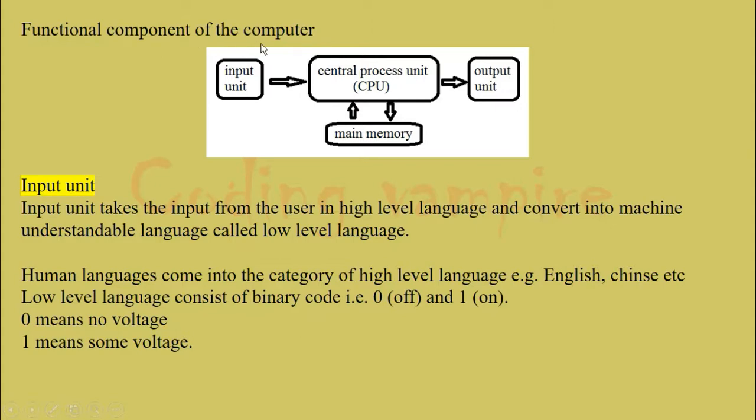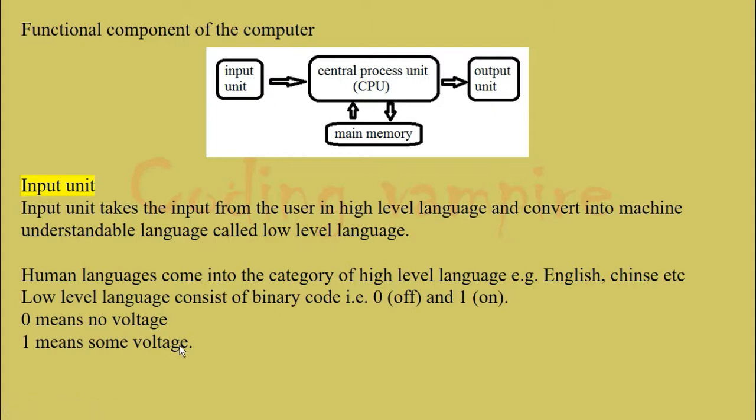Functional components of computer. There are four components: input unit, central processing unit, output unit, and main memory. Input unit. Input unit takes the input from the user in high-level language and converts it into machine understandable language called low-level language. Human language comes into the category of high-level language. Example: English, Chinese, etc. Low-level language consists of binary code, that is, 0 stands for off, it also means no voltage, and 1 stands for on, it means some voltage.